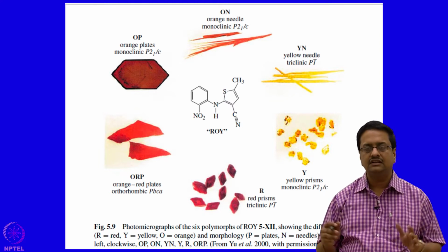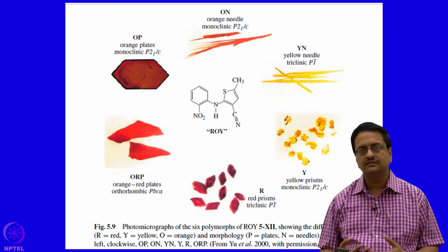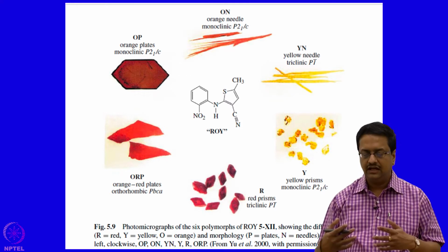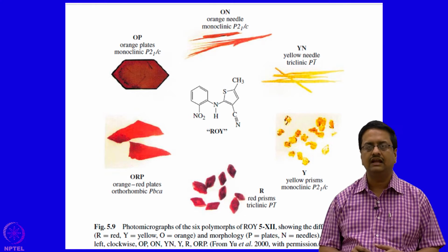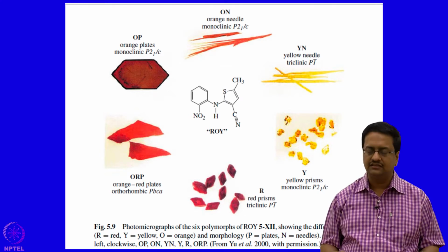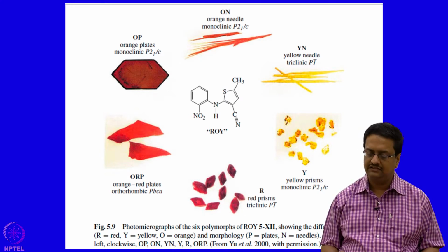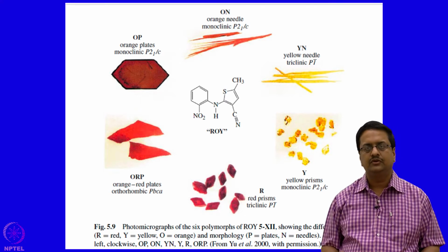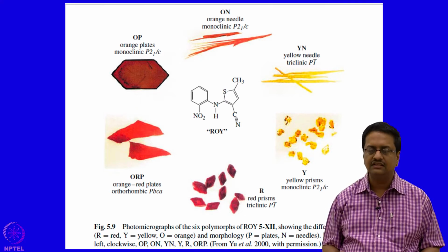So, these different colors and morphologies are sort of indicators that these are different crystal forms, and one has to characterize them by powder X-ray diffraction, single crystal X-ray diffraction, and of course, one has to carry out the DSCs to understand the thermal behavior, whether they are monotropic or enantiotropic phases and so on.